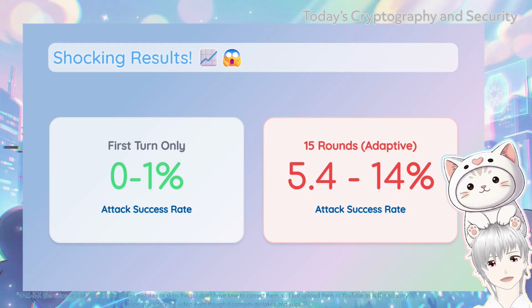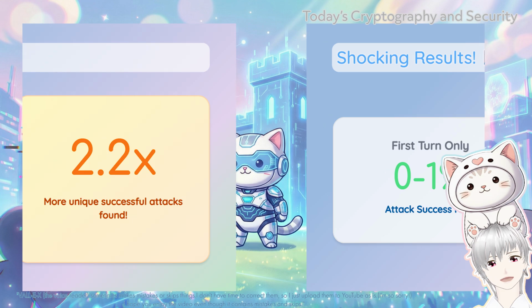And the results are honestly kind of shocking. When they restricted the scoring to just the first turn, the attack success rate was only 0 to 1%. But when they allowed 15 rounds of adaptive attacks, the success rate jumped up to between 5.4 and 14.0%. That is a huge difference, and it shows that static tests are just not enough anymore.